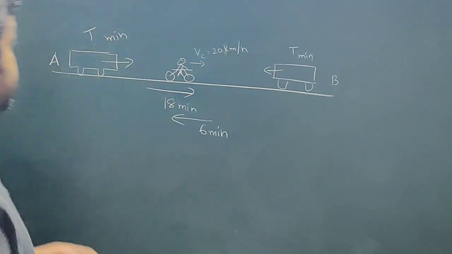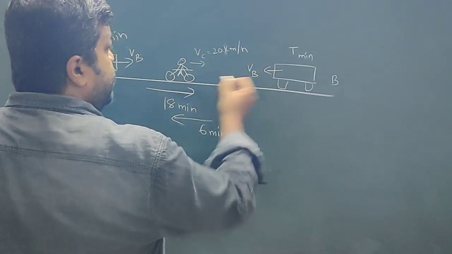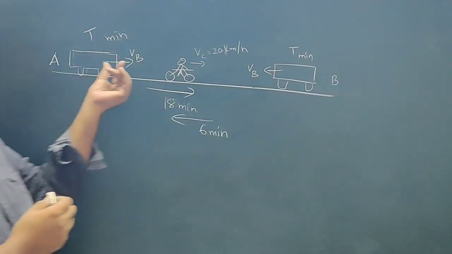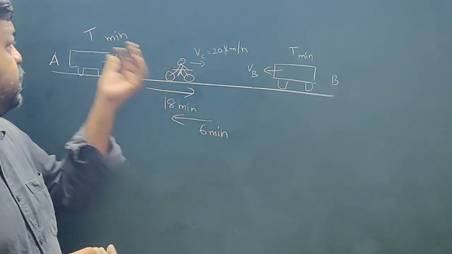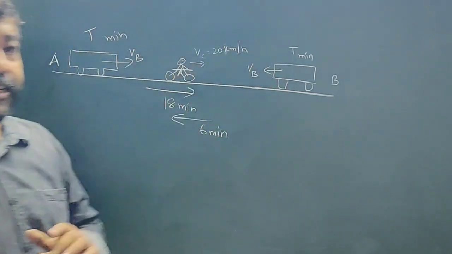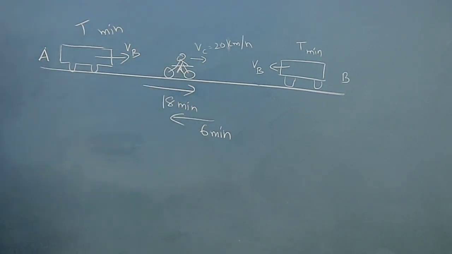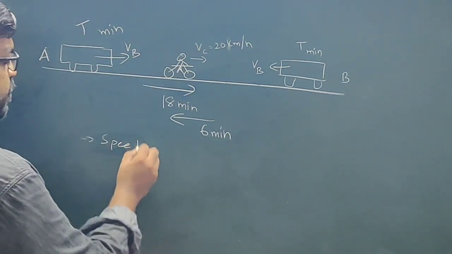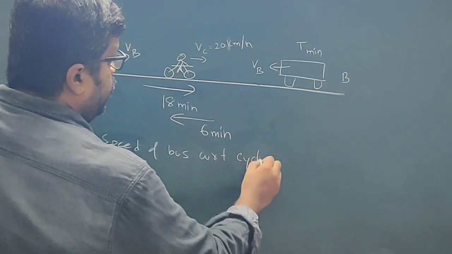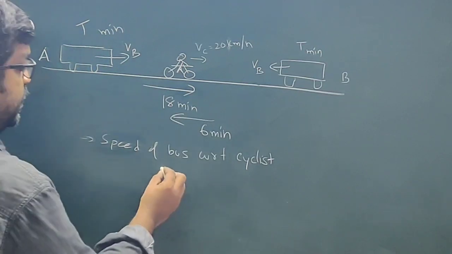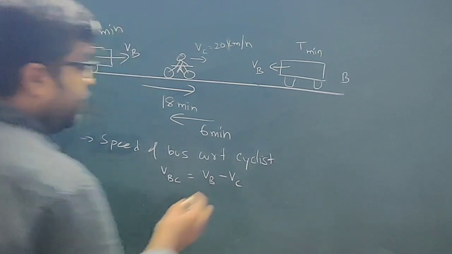So now suppose, this is the velocity, or speed, of the bus. The speed of the bus is VB. We assume these buses are traveling with the same speed, and T is the time period. So what will be the speed of the bus relative to the cyclist? Speed of the bus with respect to the cyclist, that is VBC, will be equal to VB minus VC.